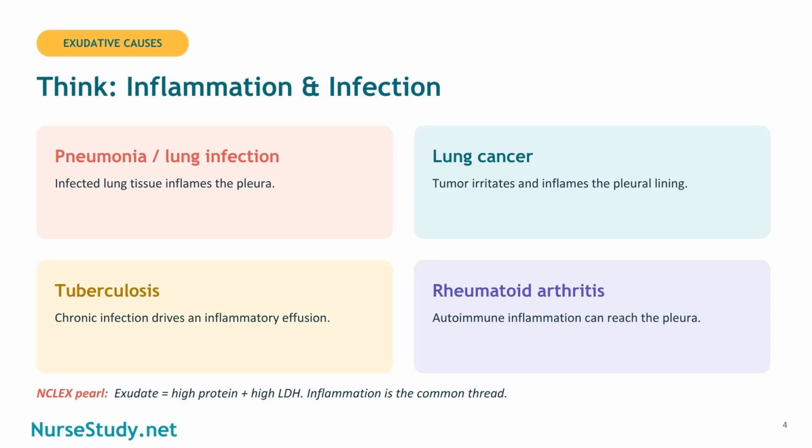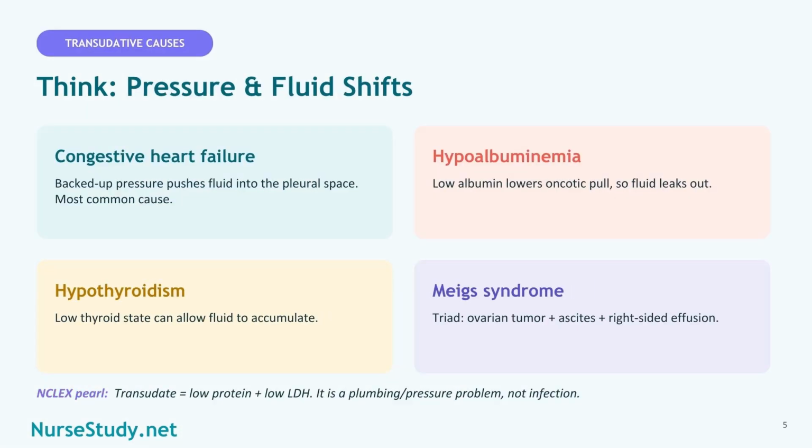Exudative causes. Let's fill in the causes. For exudative effusions, I want you to think inflammation and infection. The classic culprits are pneumonia or a lung infection, lung cancer, tuberculosis, and rheumatoid arthritis. Notice the theme. Every one of those irritates or inflames the pleura, and that's what makes the protein leak out. Quick NCLEX pearl: exudate means high protein and high LDH. Inflammation is the common thread.